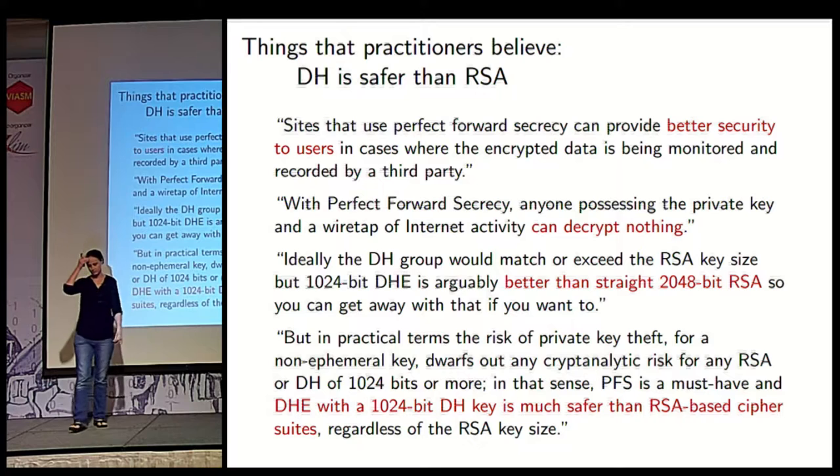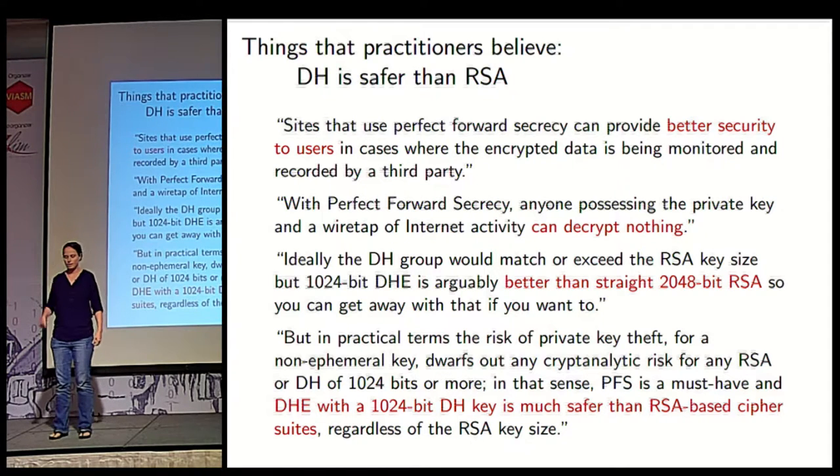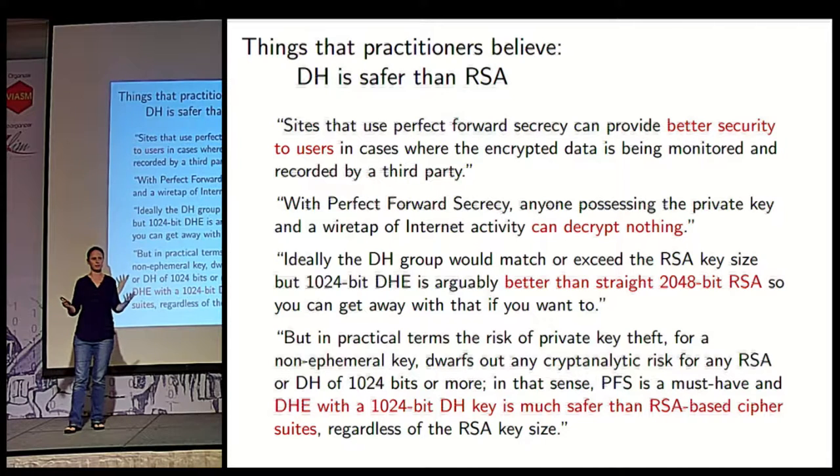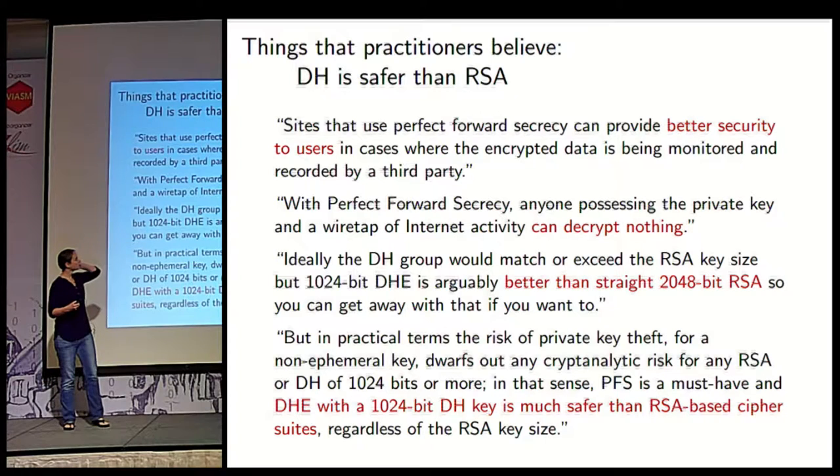At the time, say in 2012, 2011, most of the internet, HTTPS and TLS at least, was using RSA key exchange. And so there was a lot of noise from the applied crypto practitioners about, well, we should move to forward secret cipher suites. And this is a collection of quotes from some people, some of them are random people on the internet, and some people really know what they're talking about, and I respect them greatly.